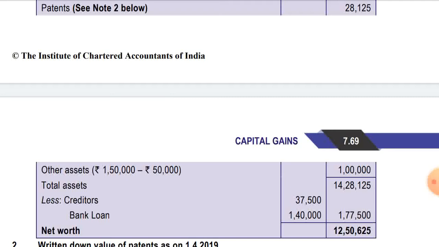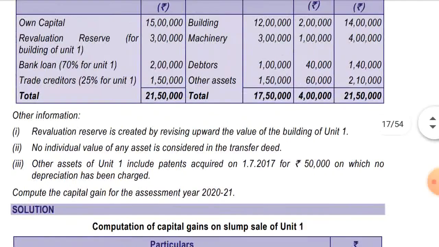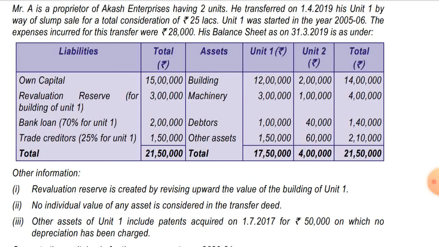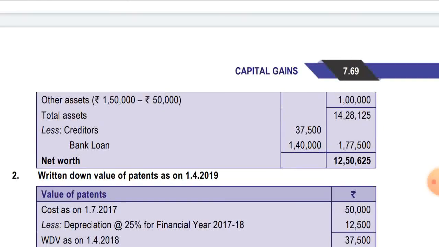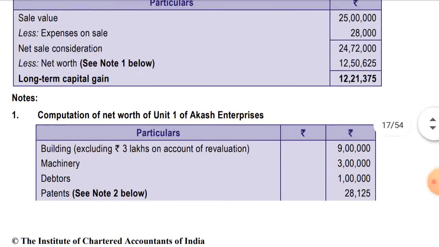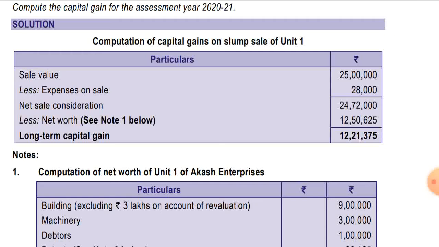Okay, less creditors. What is given in the question is that 25% is for unit 1, and bank loan 70% is for unit 1. So accordingly they have calculated the creditors and bank loan. Creditors comes to 37,500 and bank loan is 1,40,000. After deducting the creditors and bank loan, net worth comes to 12,50,625. And long term capital gain has arisen, 12,21,375. Okay, it is a long term capital gain because it is used for more than 36 months.